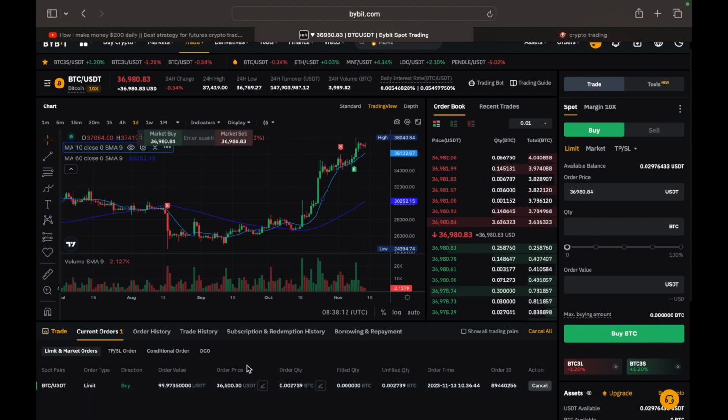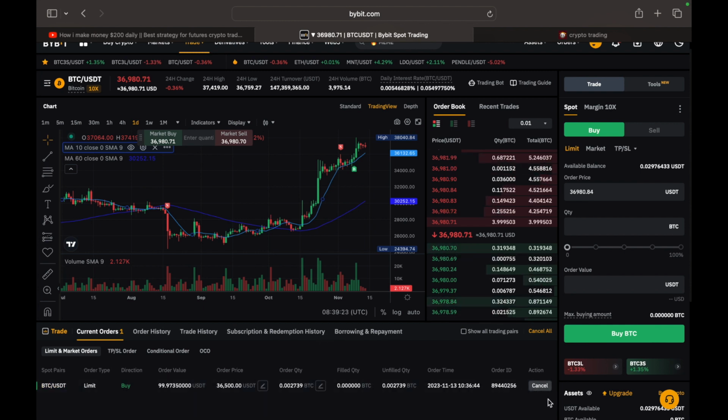So this is exactly what a limit order is all about. You simply set your own price in an order book and wait for the price of Bitcoin to reach that certain price, and then your order will be executed. Right here you can see order history, so you can see all the orders you have placed on Bybit, and right here you can see trade history, so it's going to show you all the trades as well. And right here you have subscription, redemption history, and borrowing and repay.